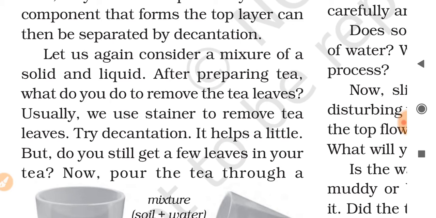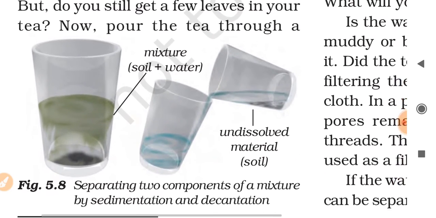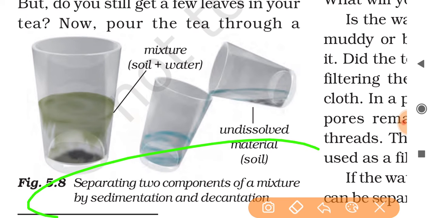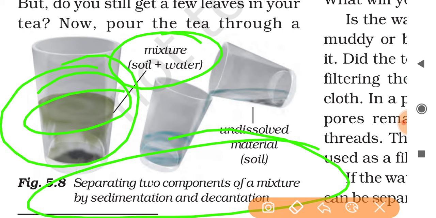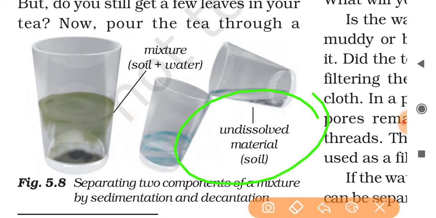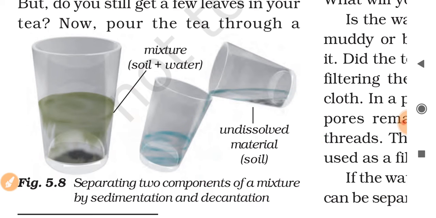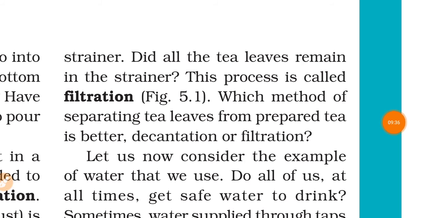Now pour the tea through a strainer. First you see the figure of two immiscible liquids separated into components of the mixture by sedimentation and decantation. Here soil and water are mixed in this solution, and undissolved material like soil will get separated by decantation. Did all the tea leaves remain in the strainer? This process is called filtration.